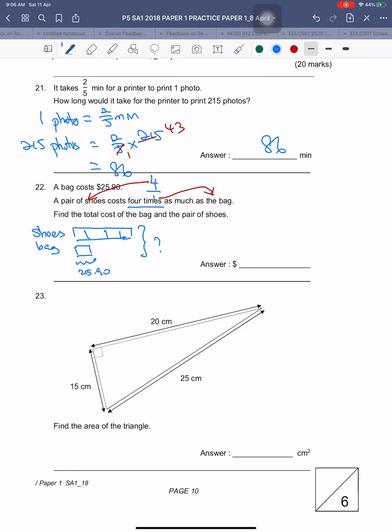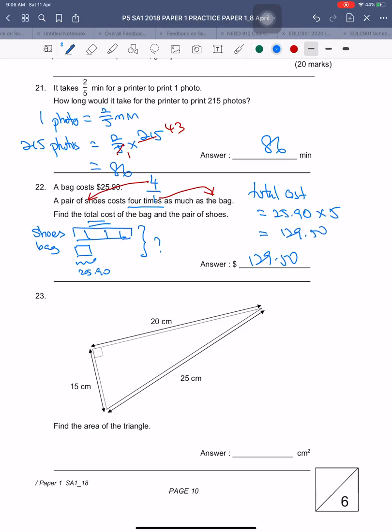That's where quite a number of you just simply get $25.90 times 4. If you look at the model, you should actually times 5 to find the total cost, because there are 5 units in total. So total cost, $25.90, there are 5 units there, times 5. Don't just take my answer, work it out and see whether you get $129.50.